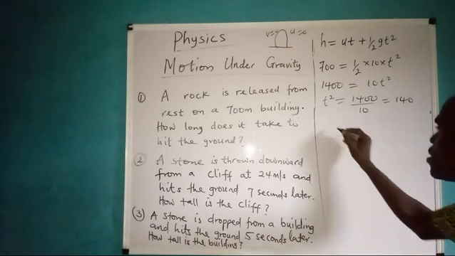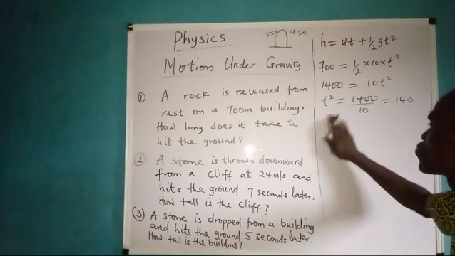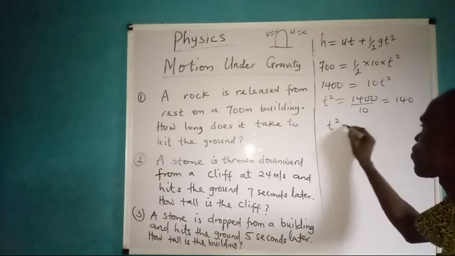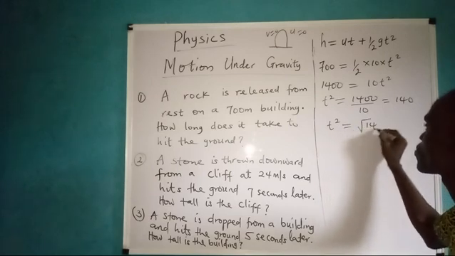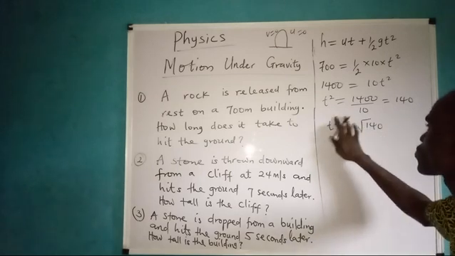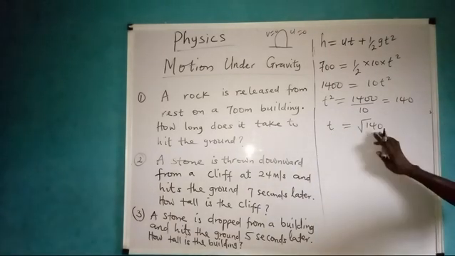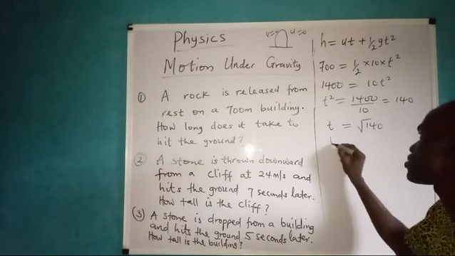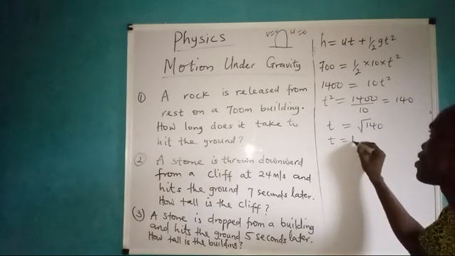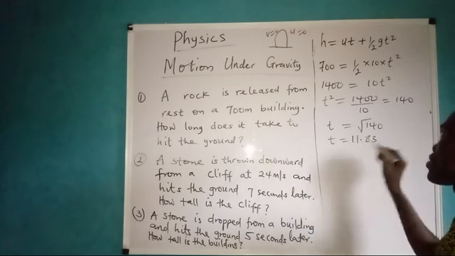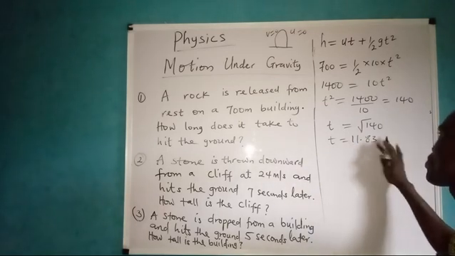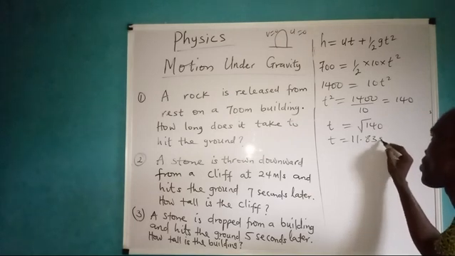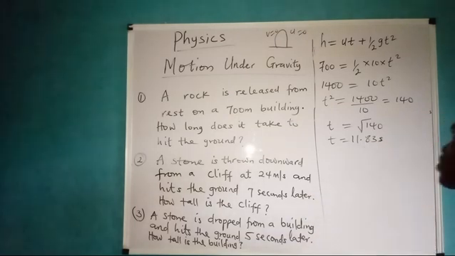Now, getting the square root of both sides, t equals the square root of 140. Therefore, we will have our t as 11.83. You can do that on your own. We will have 11.83 seconds.